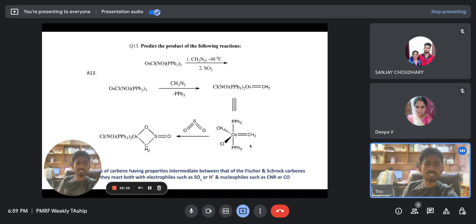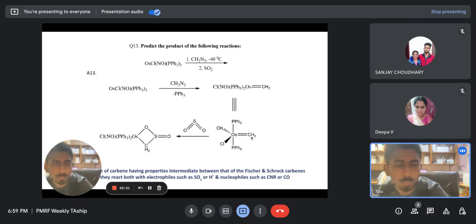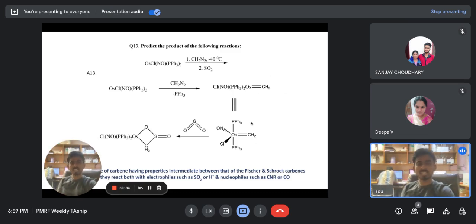Here also, in the same compound, when it is treated with CNR or CO, the nucleophiles, then they will be reacting with the osmium. So such kind of carbene compounds cannot be classified in the special genre of Fischer or Schrock type of carbene. Instead, they have these intermediate properties, and depending upon the reaction medium, they will behave like Schrock or like Fischer kind of compounds. In case of SO2, since it is a very strong electrophile, this osmium CH2 bond will be polarized on the carbon, and this C minus will be bound to the sulfur center, and the oxygen will be bound to the osmium, producing the cyclic compound.